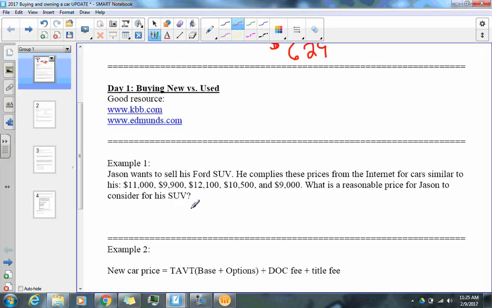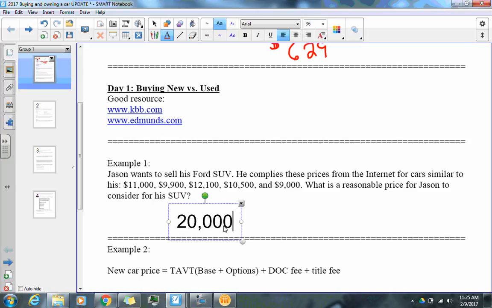If you were to say he should sell for 20 grand, let me write it this way. If you're thinking he should sell it for $20,000, that would be incorrect. I know there's no right or wrong, but that's pretty wrong. You have to look at what the comparables are. The comparables are anywhere from the 9,000 to the 12,000 range. I would probably say a good range would be about $11,000. That would be my guess.